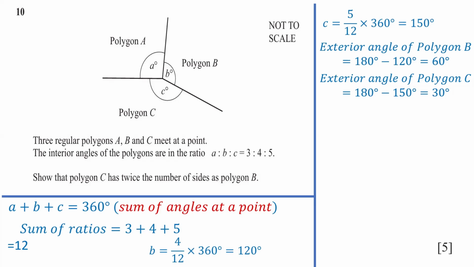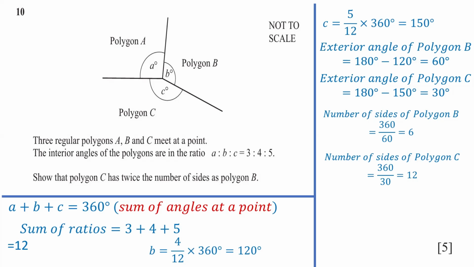Number of sides of polygon B equals 360 divided by 60, which is equal to 6. Number of sides of polygon C equals 360 divided by 30, which is equal to 12. Therefore, since 12 is twice 6, polygon C has twice the number of sides as polygon B.